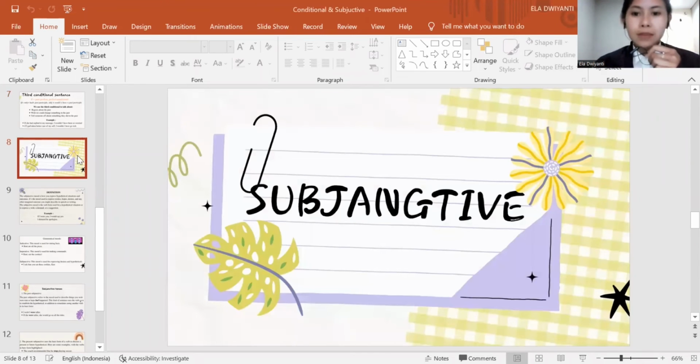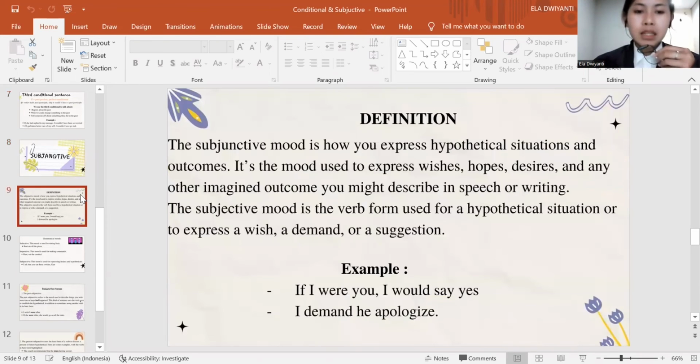Subjunctive. I'm sorry, there is a mistake with my PPT. Okay, definition. The subjunctive mood is how you express a hypothetical situation and outcomes. It's the mood used to express wishes, hopes, desires, and any other imagined outcome you might describe in speech or writing. The subjunctive mood is the verb form used for a hypothetical situation or to express a wish, demand, or suggestion.